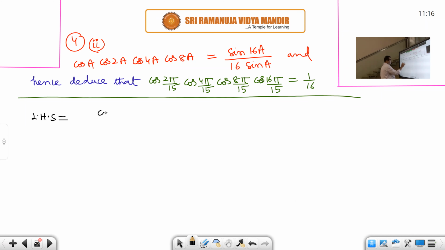Write cos A, cos 2A, cos 4A, cos 8A. Whenever you see the angles are in GP and you have cosines of angles which are in GP, I'll put brackets for the angles. So first, let me multiply and divide by 2 sin A.